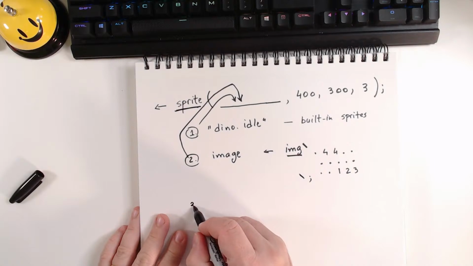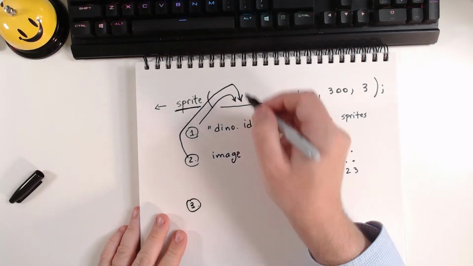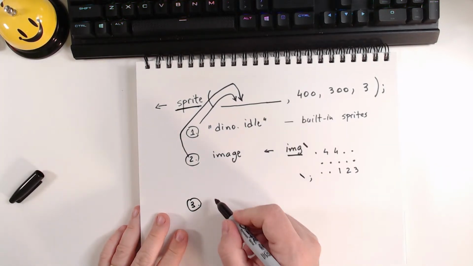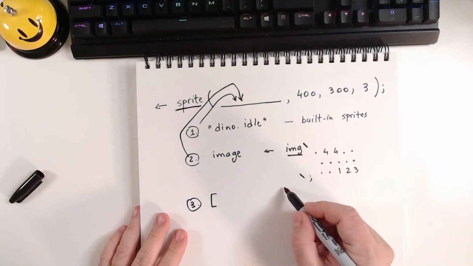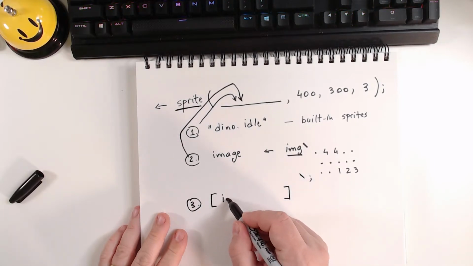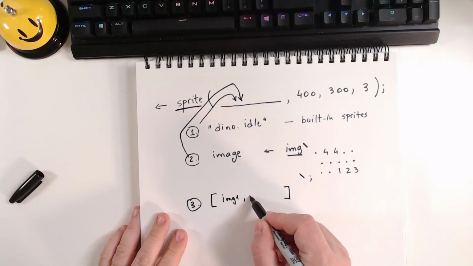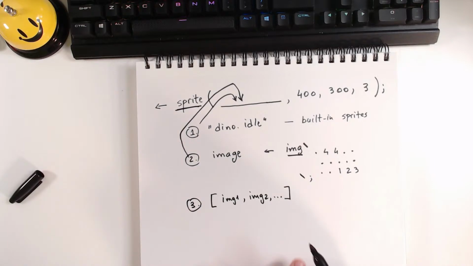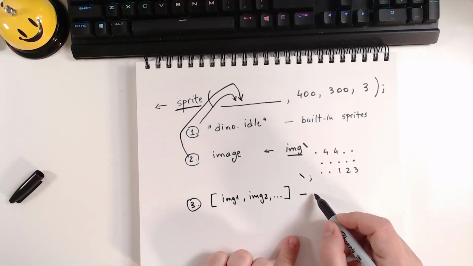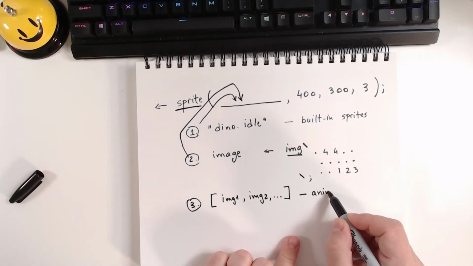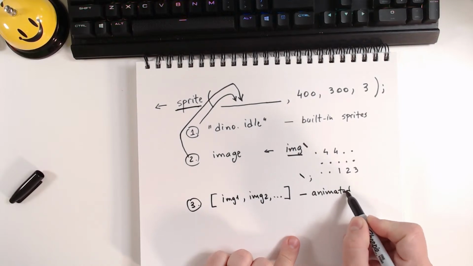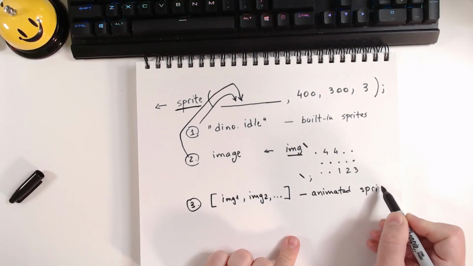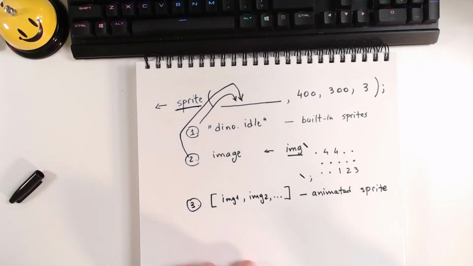The third kind of information that we can pass in there is an array of images. So it's img1, img2, and so on. And what this one will do, it will basically create an animated sprite. And it's exactly like with the shark that we created today.